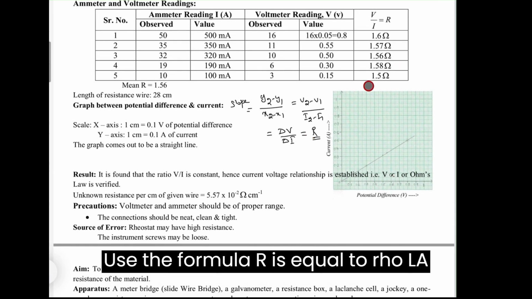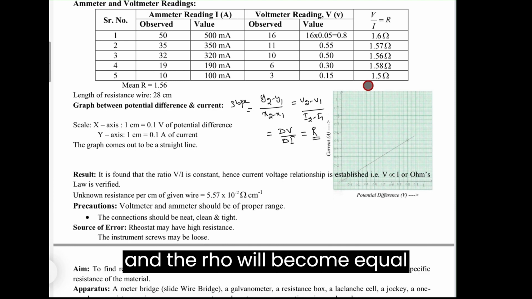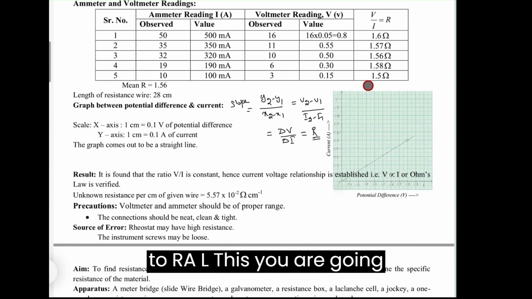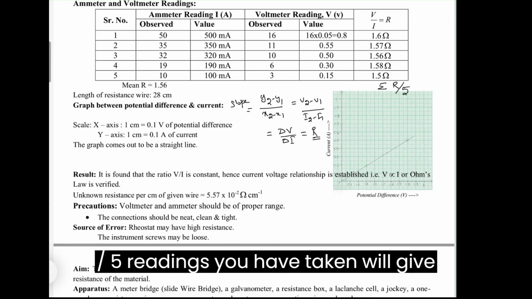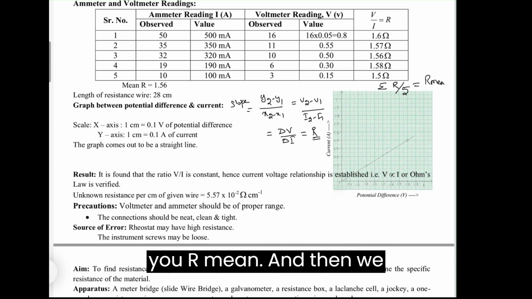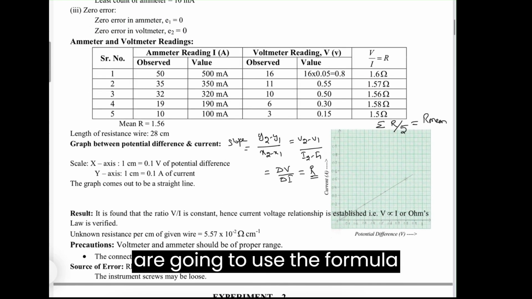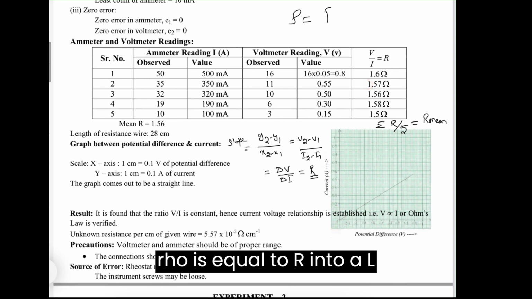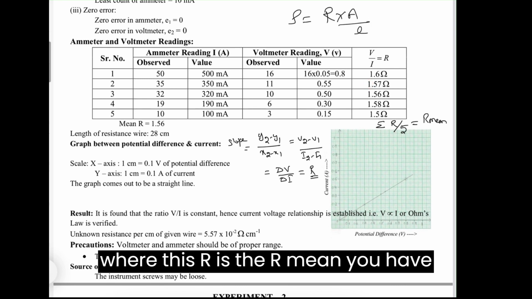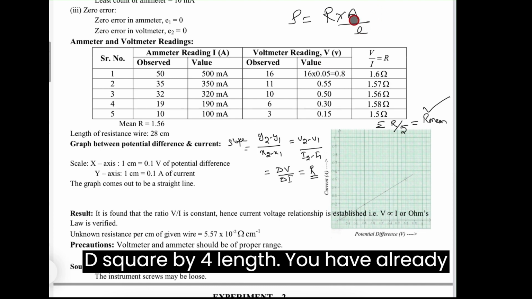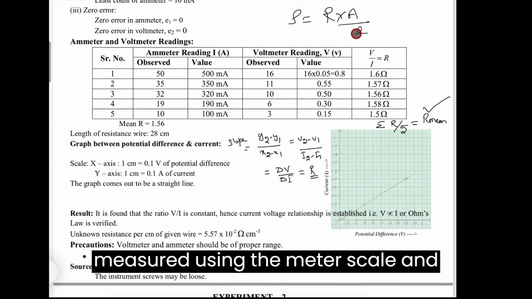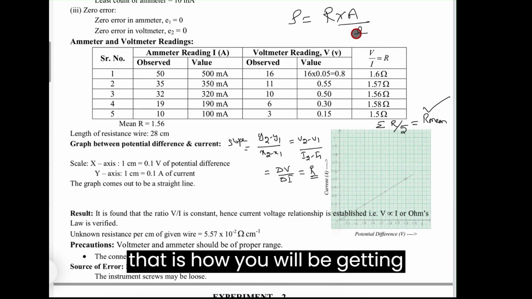and use the formula R is equal to rho L by A, and rho will become equal to R into A by L. This you are going to get here as the summation of all R's divided by the 5 readings you have taken, which will give you R mean. And then we are going to use the formula rho is equal to R into A by L, where this R is the R mean you have calculated here. Area you have already calculated by using the screw gauge as pi d square by 4. Length you have already measured using the meter scale, and that is how you will be getting resistivity.